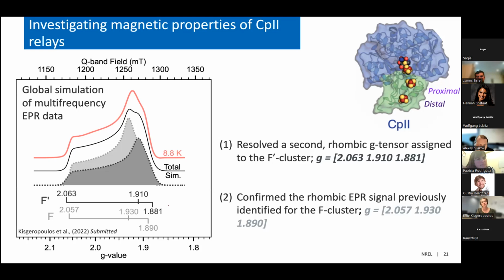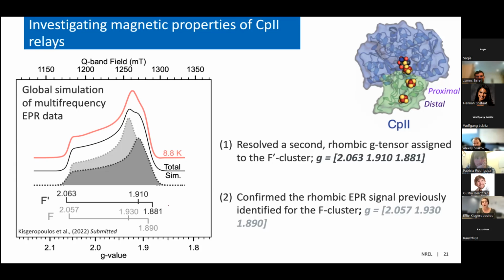So here, by simulating both sets of data, I can pull out the contribution from the F prime and the F cluster, and confirm that rhombic EPR signal that was previously identified for the F cluster, with g values that are pretty close to what was originally stated.